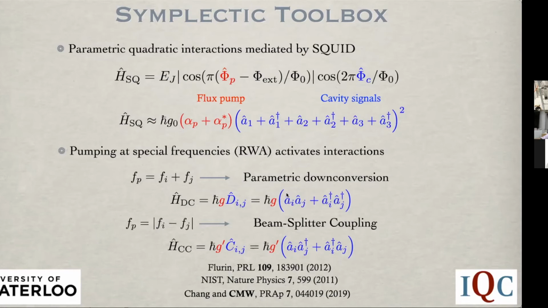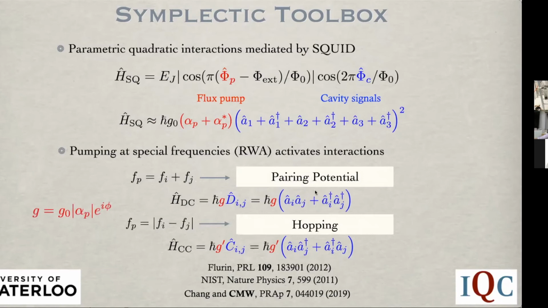I just pick that difference frequency in this case. So in general, I have cases where I can pick the sum of two frequencies, and that gives me a Hamiltonian like this, which is parametric down conversion, or I can pick the difference, and that gives me a beam splitter coupling where I can move photons between modes. Or in the language of quantum simulation, this looks like a pairing potential and a hopping term.